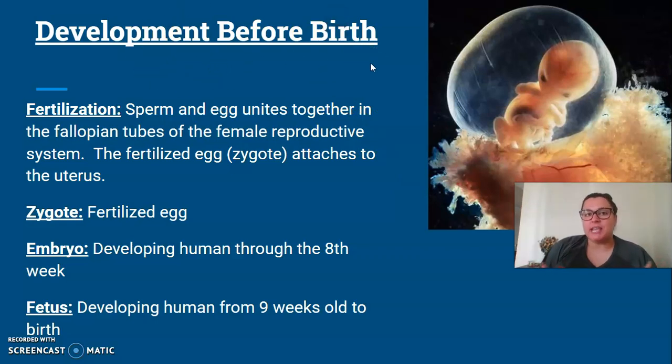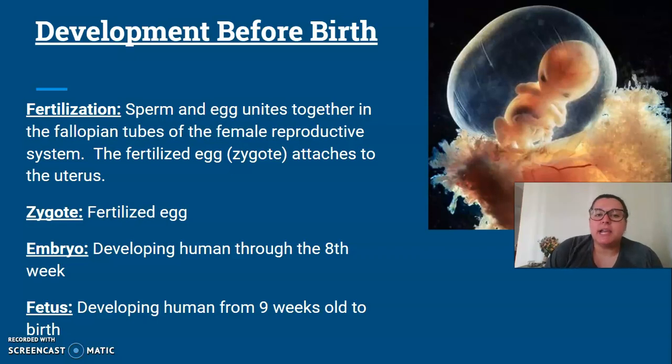The very first thing is conception and fertilization. Fertilization is when the sperm cell unites with the egg cell, and that is the start of life. This does happen inside of the fallopian tubes of the female reproductive system. Now this fertilized egg is a combination of both the mother and the father, and we call this a zygote. So the zygote is the fertilized egg.